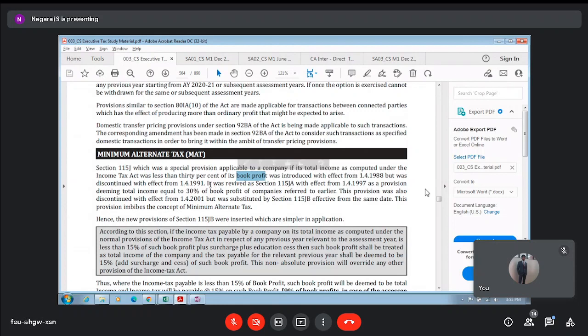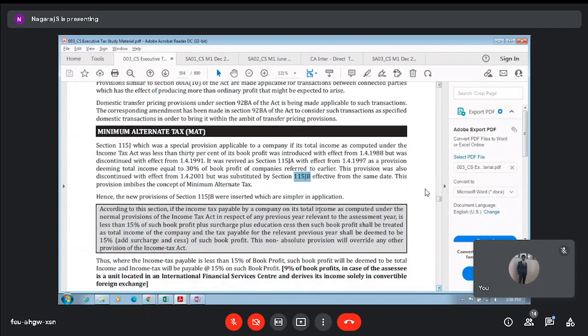It was revised as section 115JA with effect from 1997 as a provision deeming total income equal to 30% of book profit of the companies referred to earlier. Don't remember all these things. It is not at all required for you. This provision was also discontinued with effect from 1/4/2001 but was substituted by section 115JB. This is important. 115JB is the effective section.